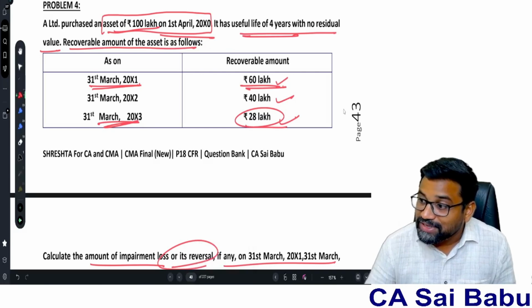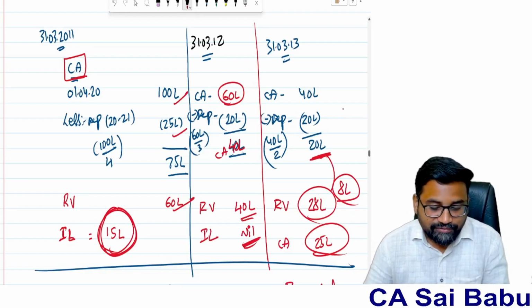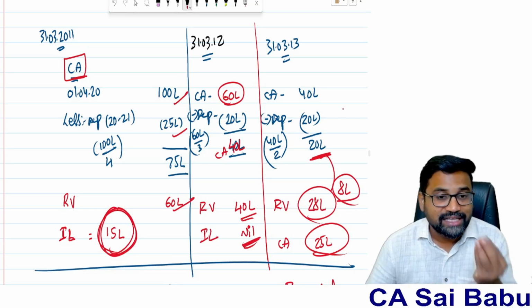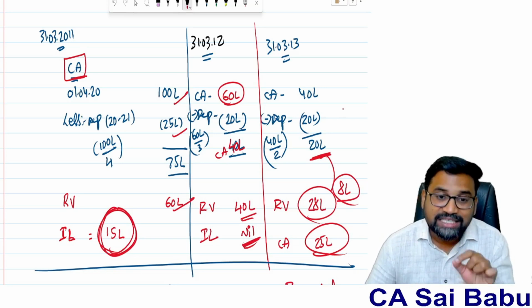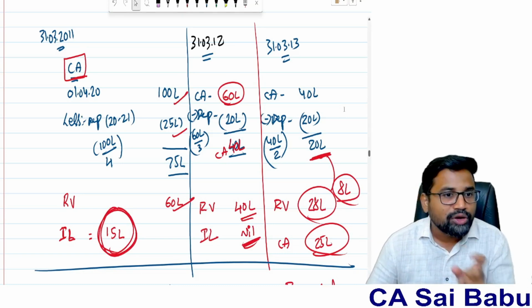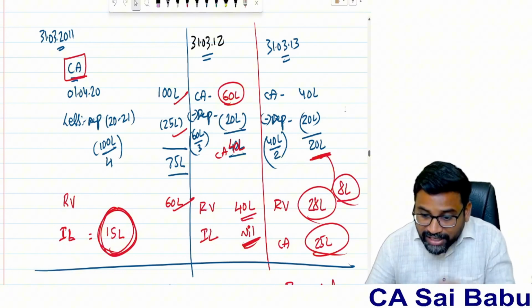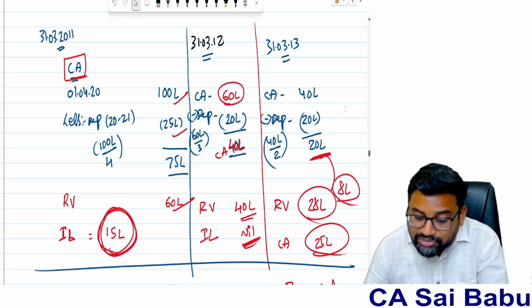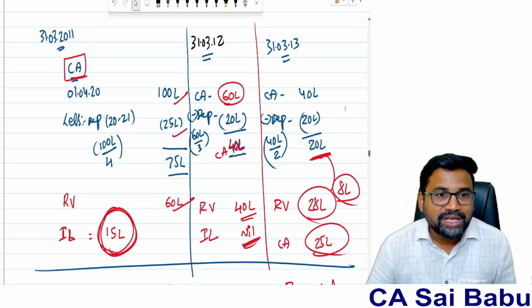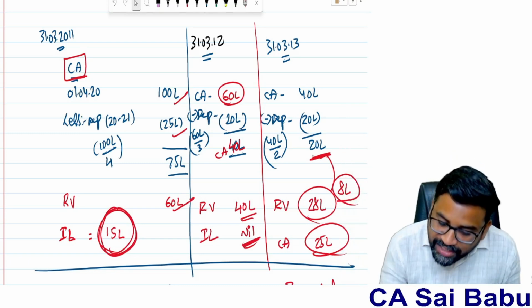Understand the concept of reversal of impairment loss. In the first year, your carrying amount is greater than recoverable value. So you booked 15 lakhs impairment loss. You reduce the asset value by 15 and that impairment loss you transfer to P&L. Second year, your carrying amount and recoverable value are both the same. So there is no impairment loss. But in the third year your carrying amount is 20 but your recoverable value is 28 lakhs. So that means the recoverable value has increased, but the carrying amount is only 20.